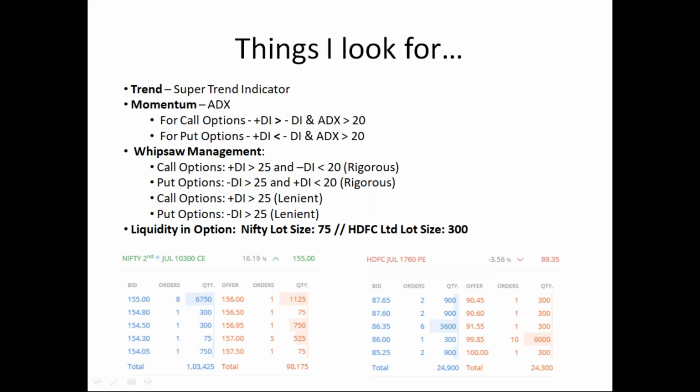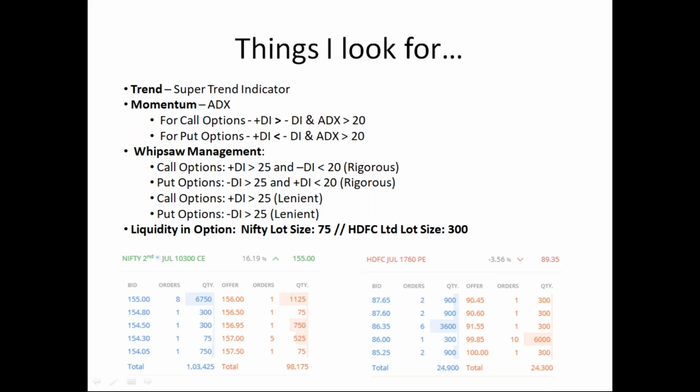And lastly, I need liquidity. We'll talk about whipsaws later, but liquidity in options is very important, and that is what a lot of people don't factor in as far as the cost is concerned. Below, I've actually shown you two cases. One is the Nifty index options, and second is HDFC's option spreads.